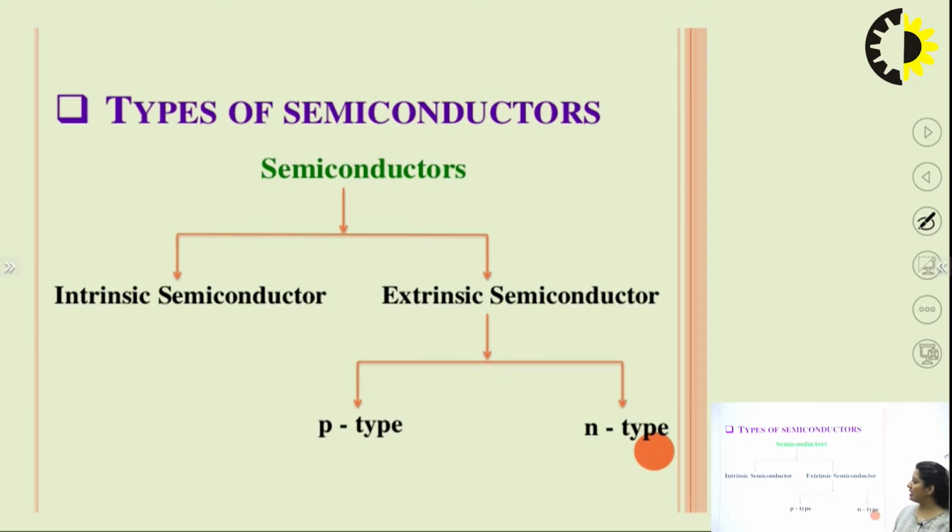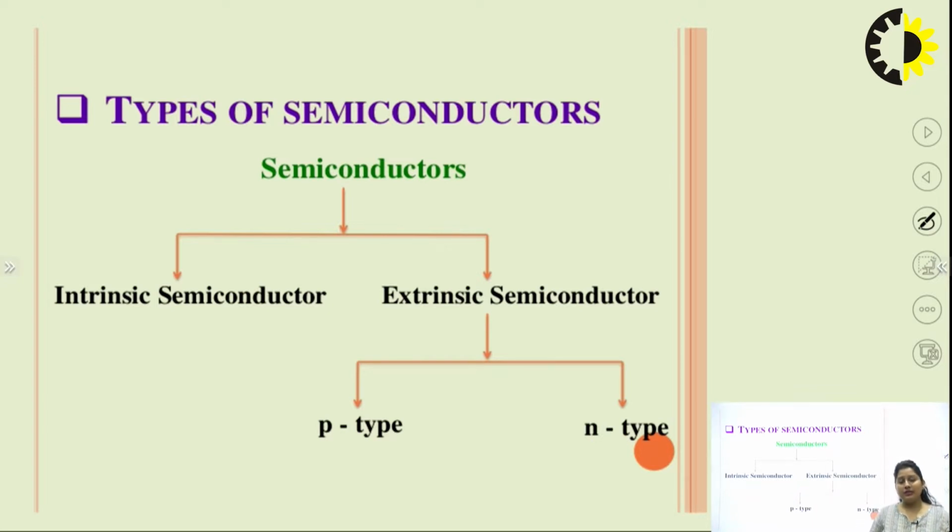Here the classification is based on the impurity content. The semiconductors are divided into two types. The first one is the intrinsic and the second one is the extrinsic semiconductors. Extrinsic has also two types, that is P type and N type semiconductors. What we are going to see here is how the impurities will contribute to the conductivity of the semiconductors.